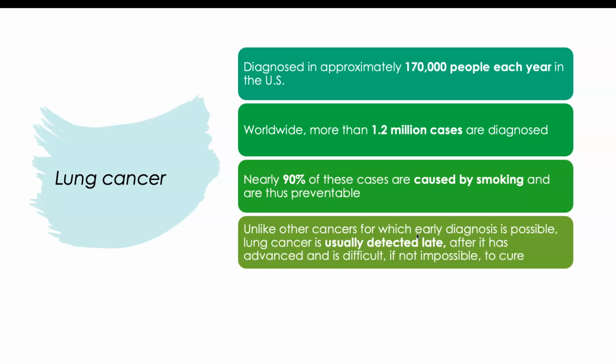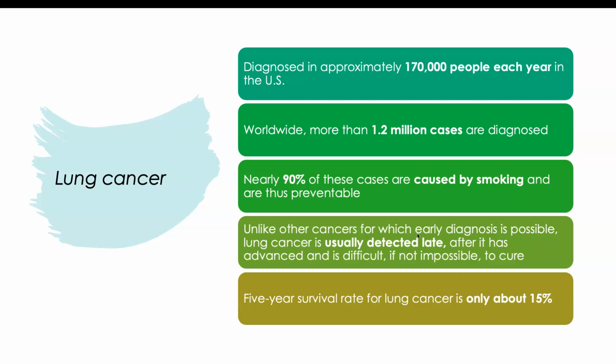Unlike other cancers for which early diagnosis is possible, lung cancer is usually detected late, after it's metastasized, after it's quite advanced. And that makes it really difficult, if not impossible, to cure. And the 5-year survival rate, once you've been diagnosed with lung cancer, drops down to 15%. It's a really tough diagnosis with not great disease outcomes.